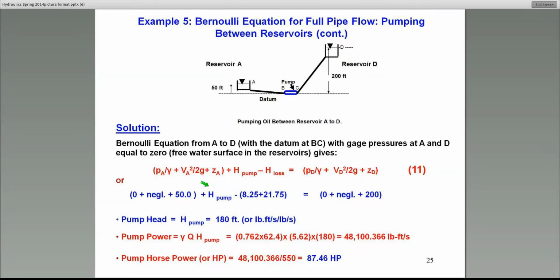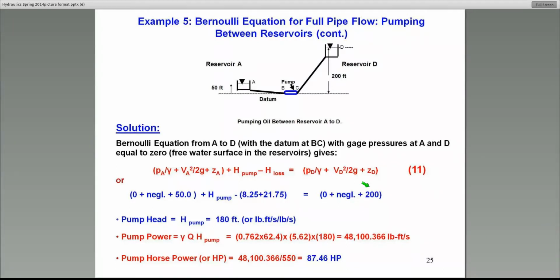The head delivered by the pump is unknown, so I'm going to call it H pump. Of course, the losses between section A and section D are 8.25 plus, this is given, the head loss, 21.75. So add them together, and that's due to friction, minor loss or whatever you may have. And on the right-hand side, PD over gamma is again 0, velocity is negligible, and the height of point D is 200 feet above the datum.